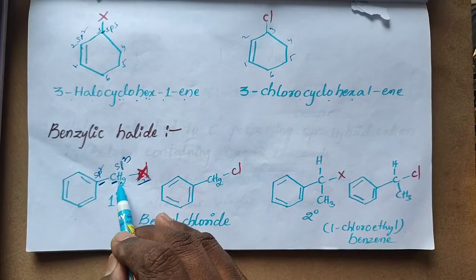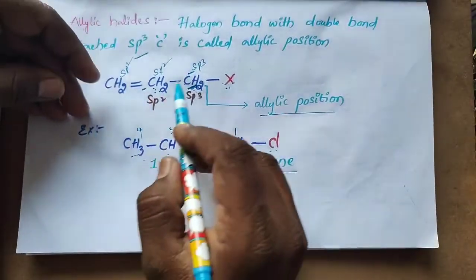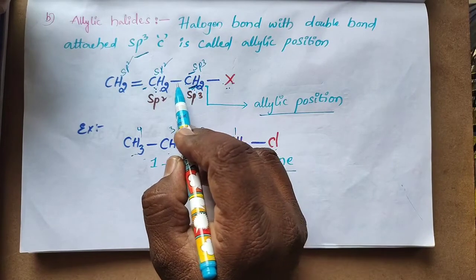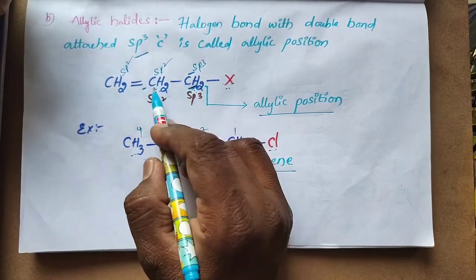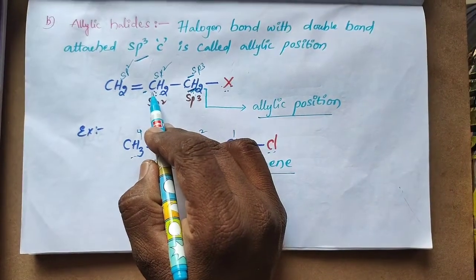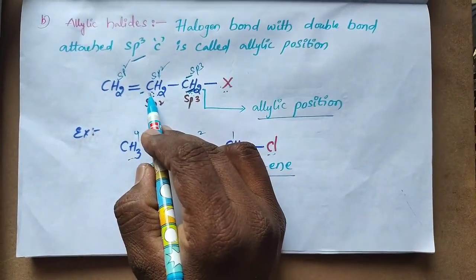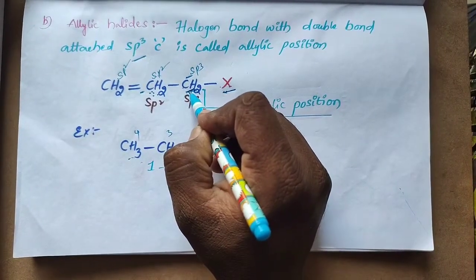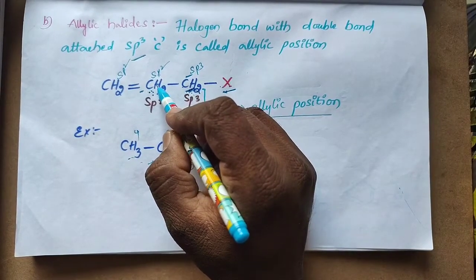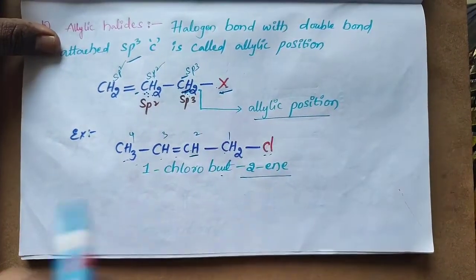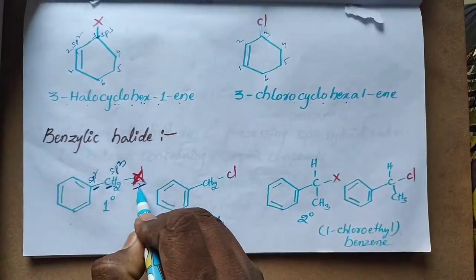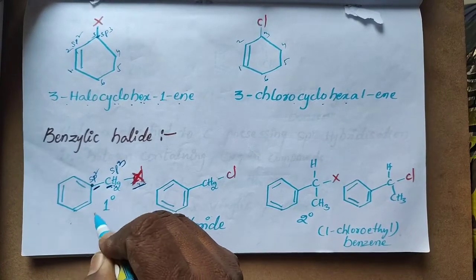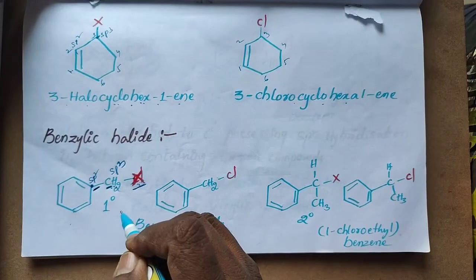Halogen bonded with an sp3 carbon, whose adjacent carbon is an aliphatic sp2 carbon. These types of halides are allylic halides. And in this one, the halogen is bonded with an sp3 carbon whose adjacent carbon is an aromatic sp2 carbon. So these types of halides are called benzylic halides.